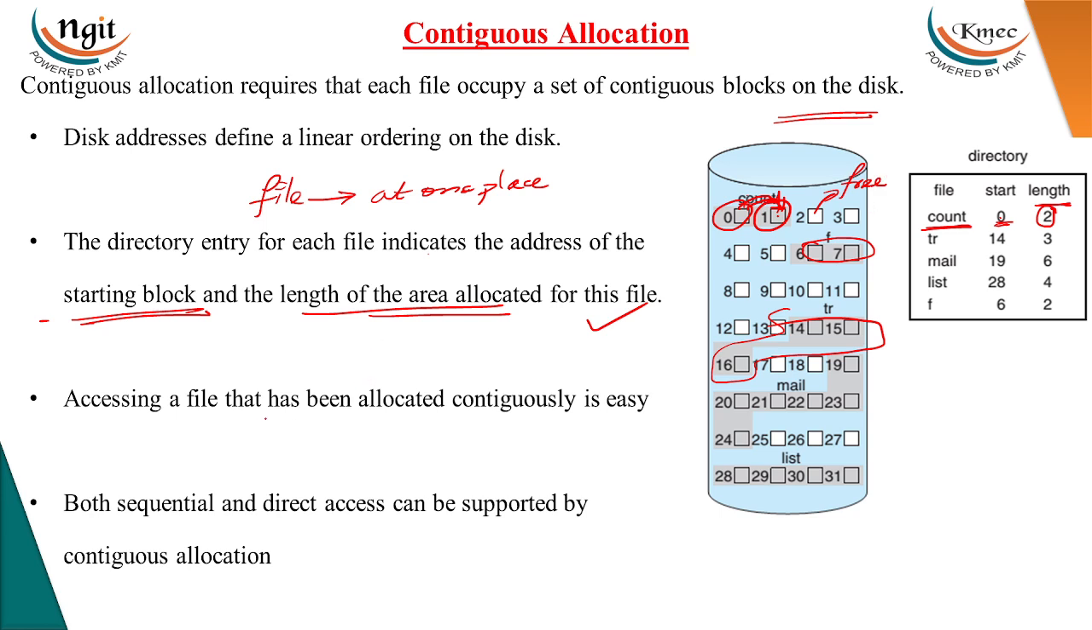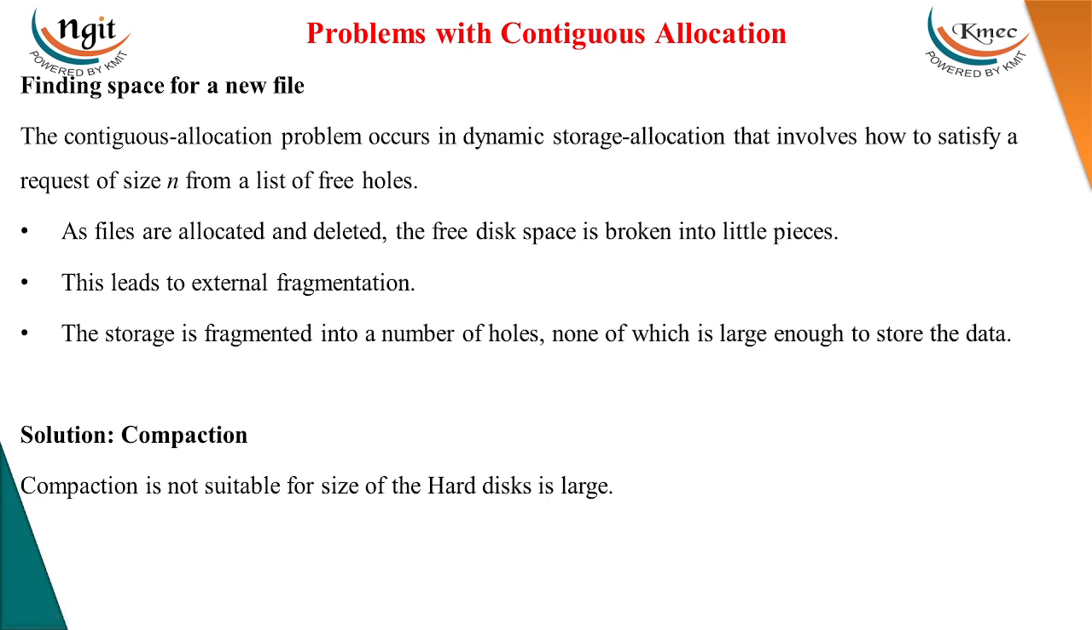Accessing a file that has been allocated contiguously is very easy because there will be no random head movements. The blocks will be in sequence order, so we can access 0, then 1, then 2, then 3. So it is easy to access a file which is stored contiguously. Contiguous allocation supports both sequential and direct access.